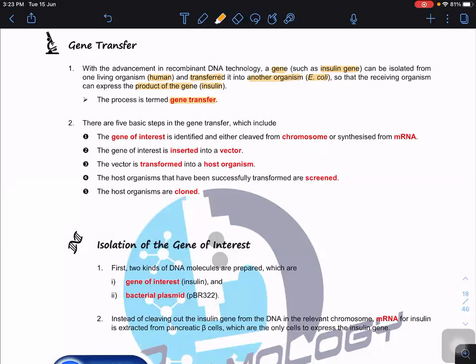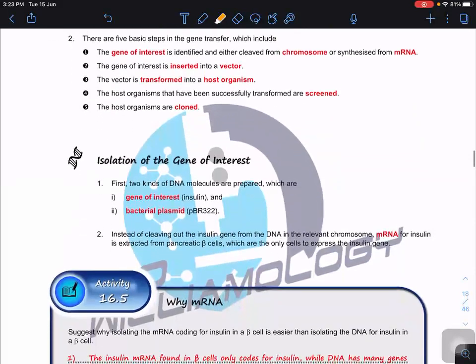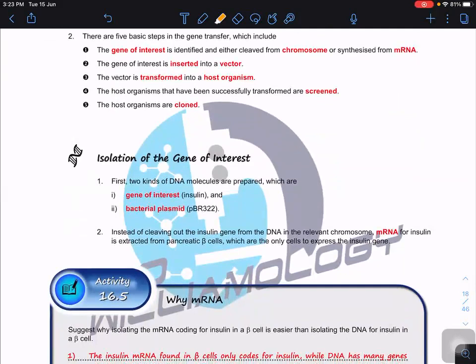Okay, so there are 5 basic steps in the gene transfer. First thing, we need to identify the gene of interest. Either we cleave it from the chromosome, or we can synthesize it from mRNA. For insulin, we use this method: from insulin mRNA, we synthesize the insulin cDNA.